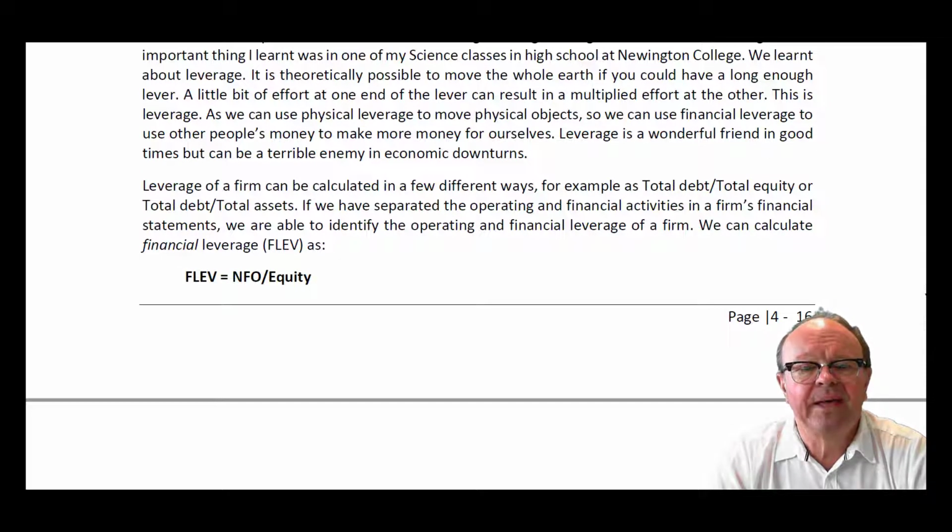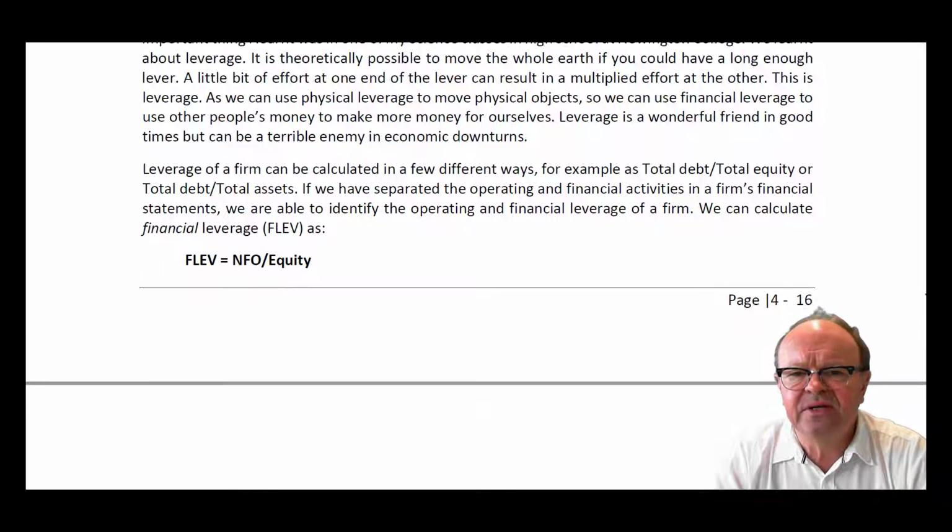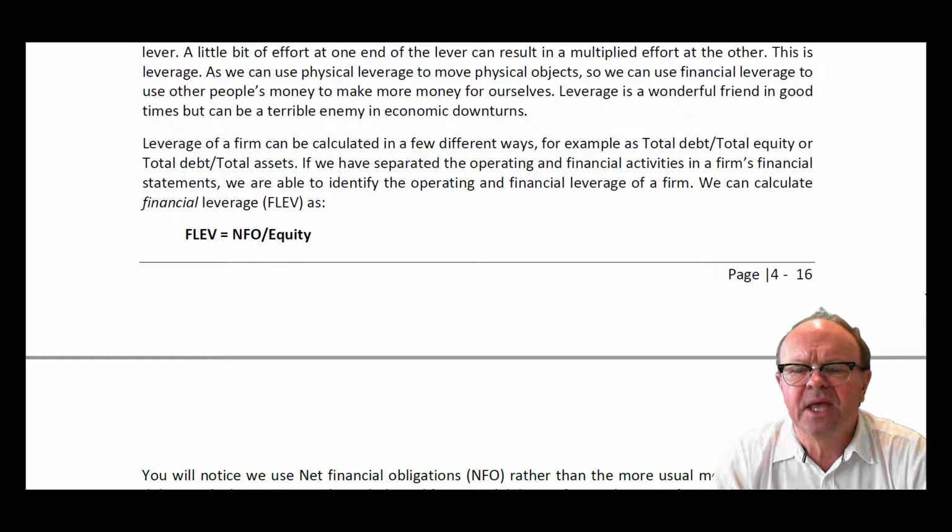We learnt about leverage. It is theoretically possible to move the whole earth if you could have a long enough lever. A little bit of effort at one end of the lever can result in a multiplied effort at the other. This is leverage. As we can use physical leverage to move physical objects, so we can use financial leverage to use other people's money to make more money for ourselves. Leverage is a wonderful friend in good times, but can be a terrible enemy in economic downturns.